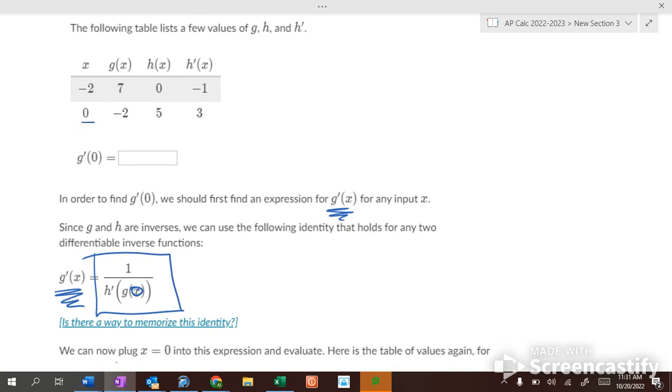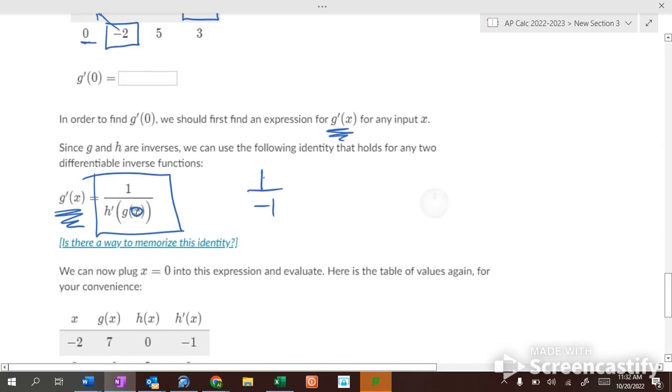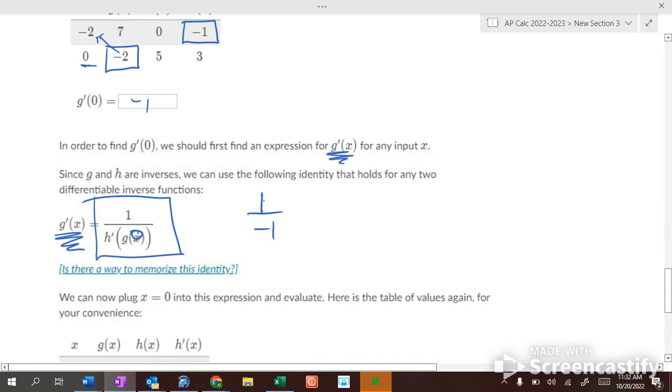So if we plug 0 into that formula, what's g of 0 going to be? What's g of 0? Here's 0. g of 0 is? Negative 2. So then you want to find h prime of negative 2. Well, h prime of negative 2 is negative 1. So you have 1 over negative 1. So it should be negative 1.